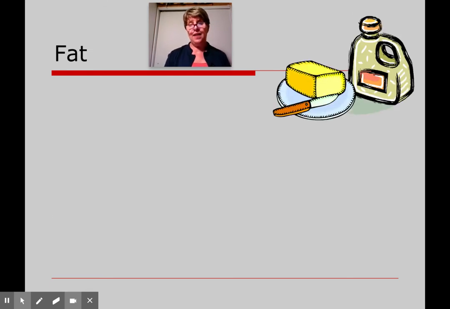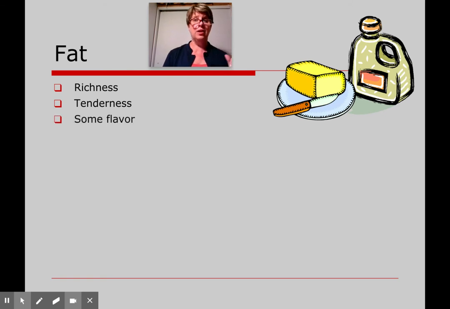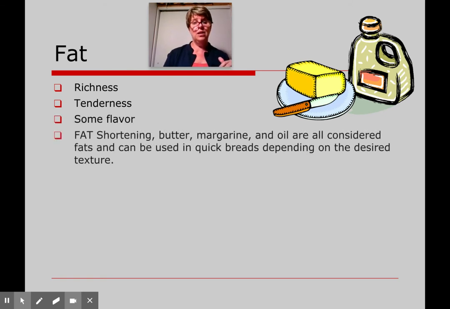The next one is fat. So, butter, canola oil, any type of oil, Crisco, coconut butter brings richness. It brings richness to your food. It brings tenderness, flakiness in your quick breads, and it brings some flavor to your product. So, fat, shortening, butter, margarine, oil are all considered fats and can be used in quick breads depending on the desired texture. So, what kind of texture do you want?